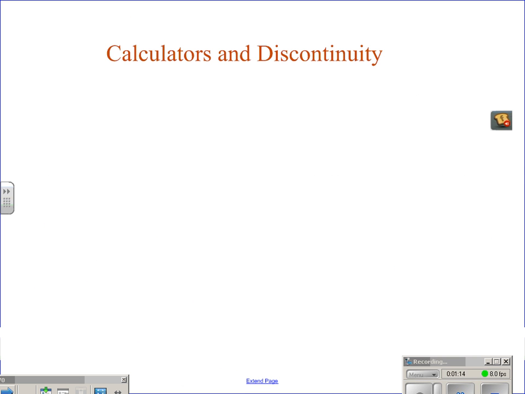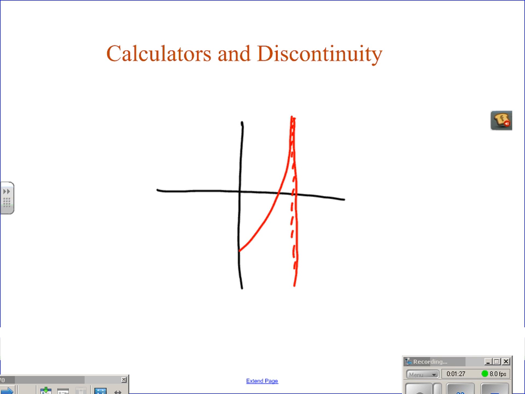When you're using calculators and you graph, your calculator can be a little misleading because with asymptotes, it's not going to graph the asymptotes. It's just going to look sort of like a line on your calculator, maybe something like this. So use caution when you're using your calculators in determining discontinuity.